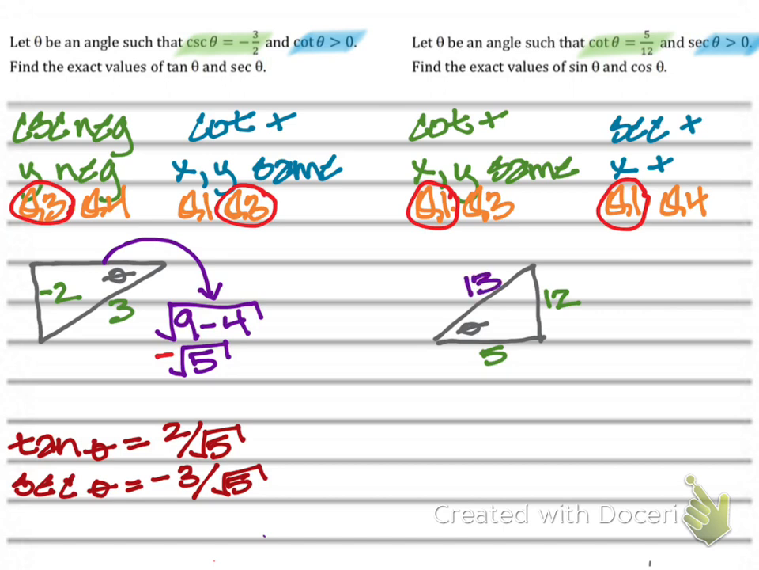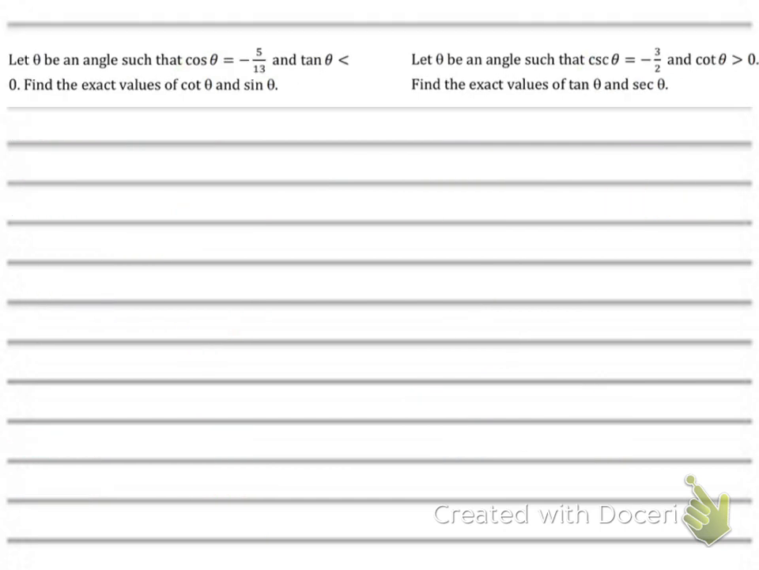This is a 5, 12, 13, right? You could still do the Pythagorean theorem. You would still get 13. And then we can pull our information off of that triangle. To be sure that you're okay with the reasoning, here's just 2 more real quick.